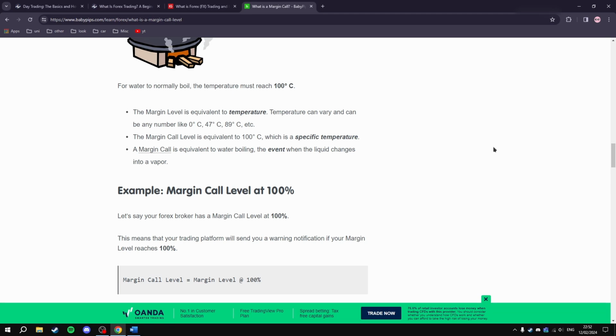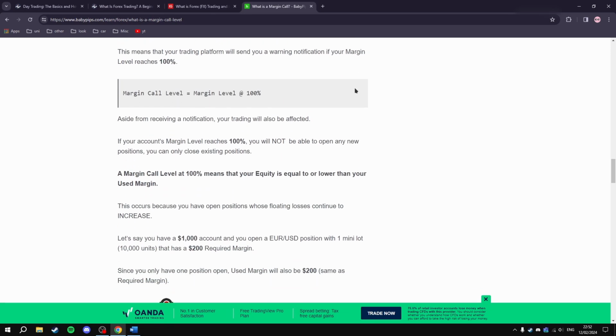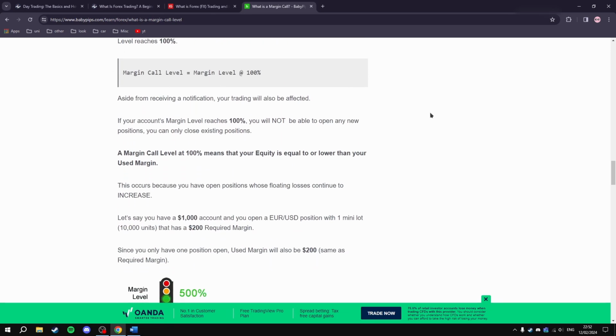Example, margin call level 100%. Let's say your Forex broker has a margin call level of 100%. This means that your trading platform will send you a warning notification if your margin level reaches 100%. Margin call level equals margin level 100%.